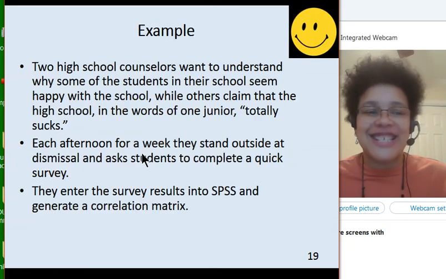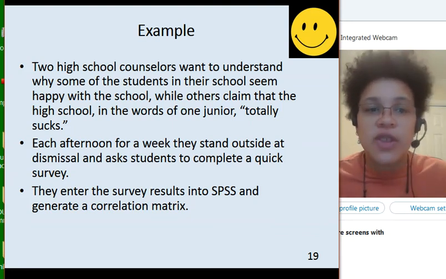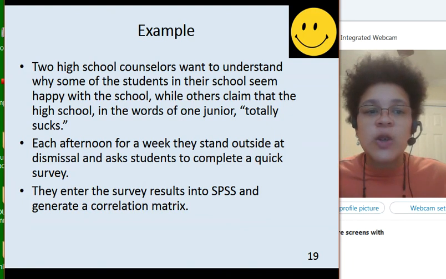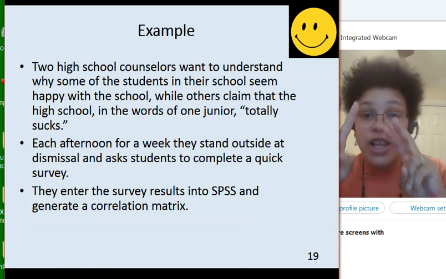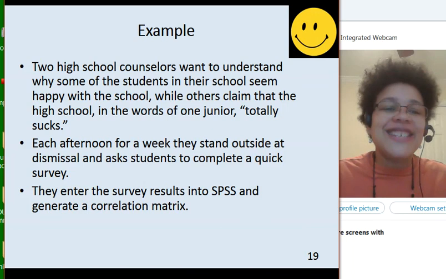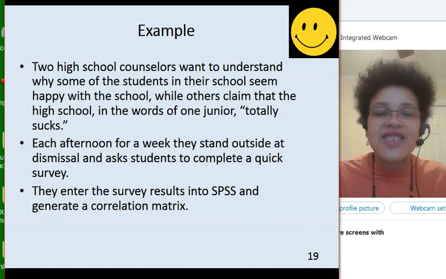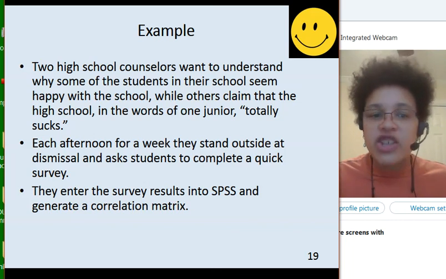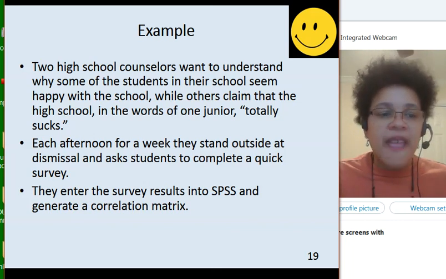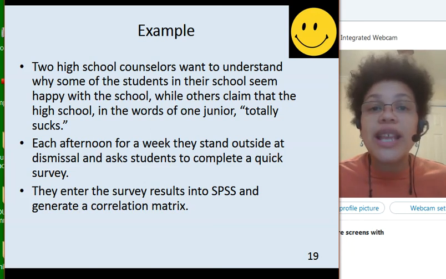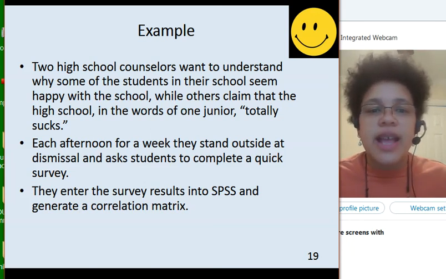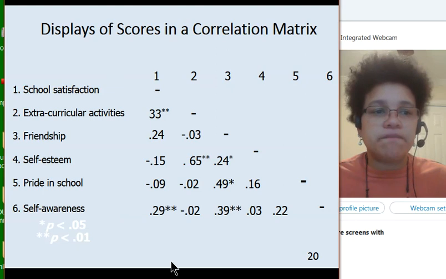I used a smiley face for this example. So let's say two high school counselors want to understand why some of the students in their school seem happy with the school, while others claim that the high school, in the words of one junior, totally sucks. Each afternoon for a week, let's say these counselors stand outside at dismissal and ask students to complete a quick survey. And they enter the results into SPSS, which is statistical analysis software, and they generate a correlation matrix. And here's what they get.